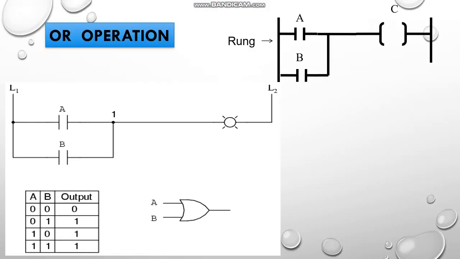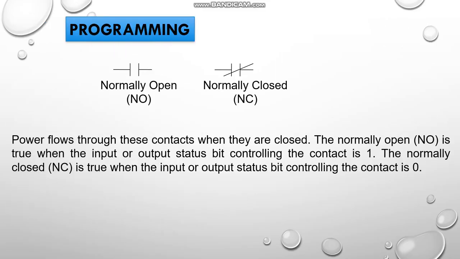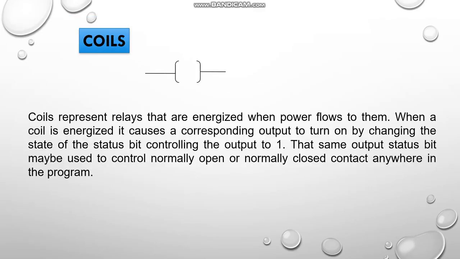So in this video, I'll be explaining the operation of basic gates. The first gate I'm taking here is the OR operation. The implementation of any PLC programming is based on three main parameters. The first one is the normally open, the second one is the normally closed, and the third one is the output.